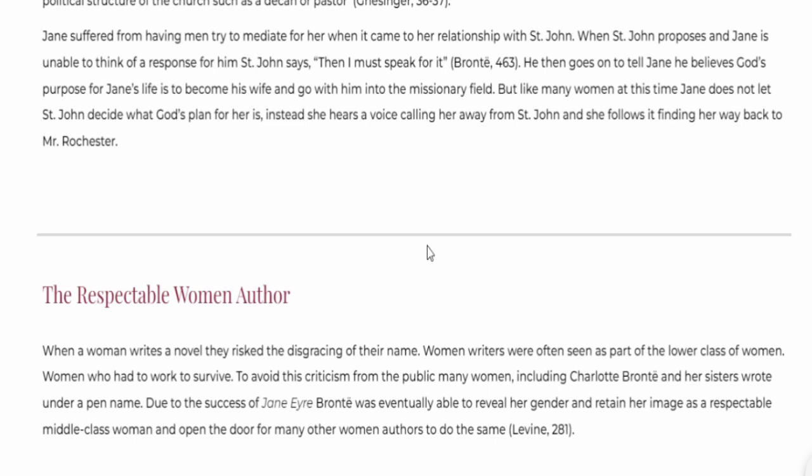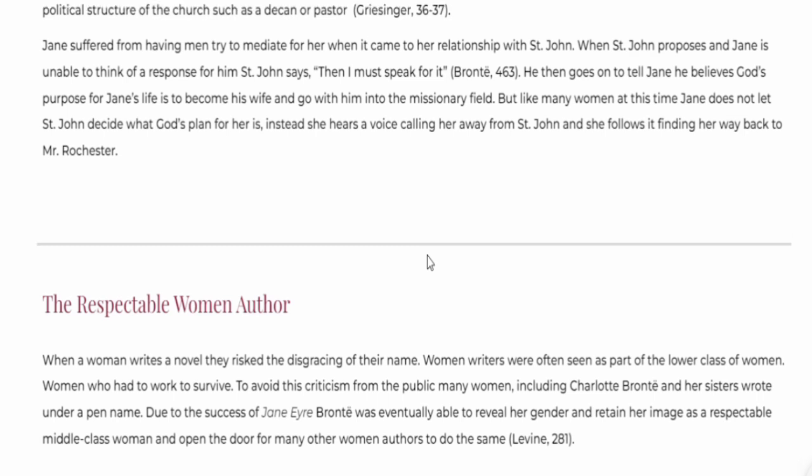Another thing that's really fascinating about the woman's role that Jane Eyre did was that Jane Eyre opens the door for women authors to write stories and still be seen as respectable. The reason that Charlotte Brontë and her sisters write under a pen name is because it is seen as scandalous for a woman to be writing a story, especially a story like Jane Eyre.